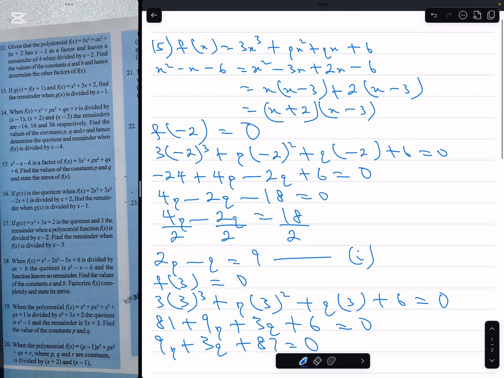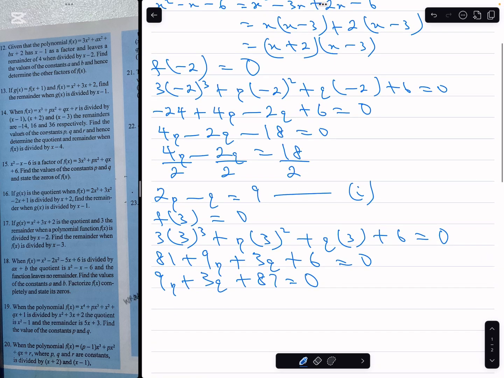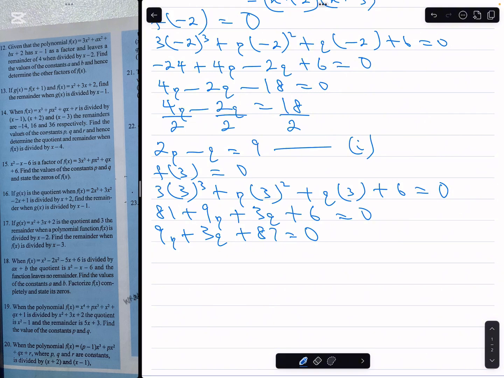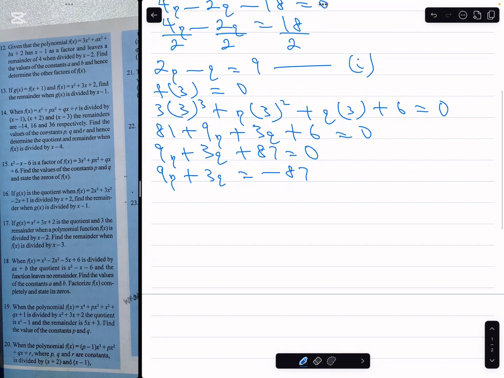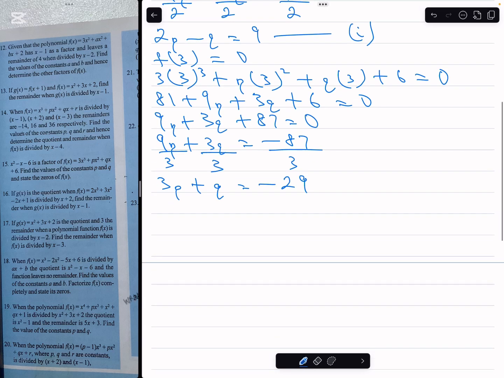Let me check how that's correct. 3x cubed plus px squared plus qx plus 6. 3 cube is 27 times 3, 81, plus 9p plus 3q plus 6 equals 0. Okay, that simply means 9p plus 3q equals minus 87. And that simply means if we can divide through by 3, and when we do that, we have 3p plus q equals minus 29. And we can make that equation 2.